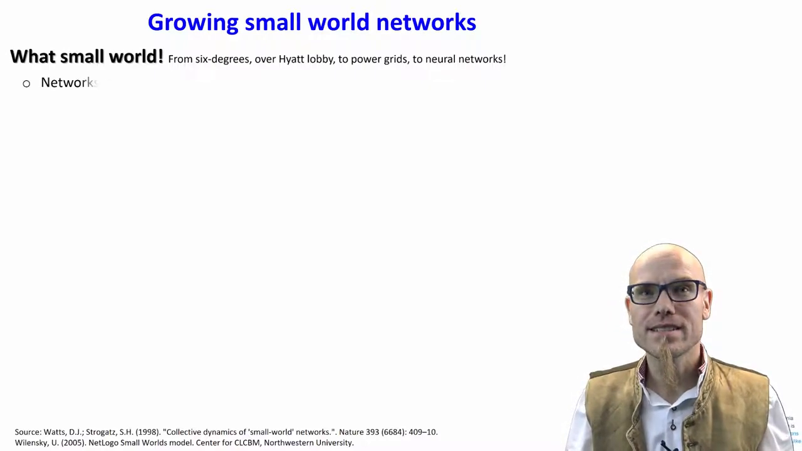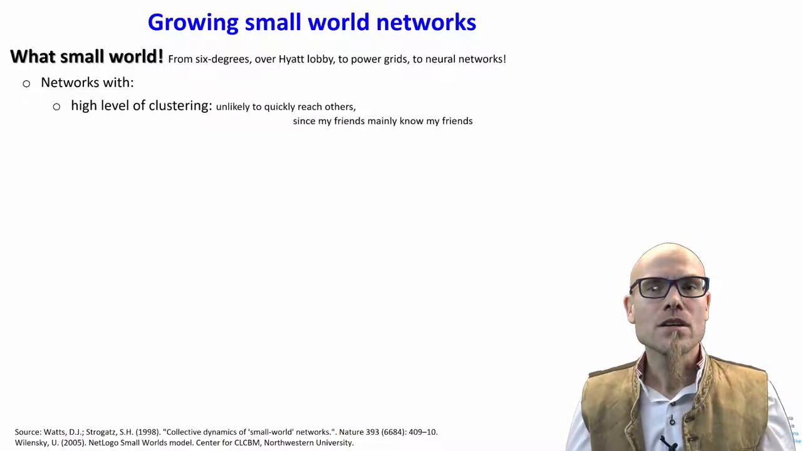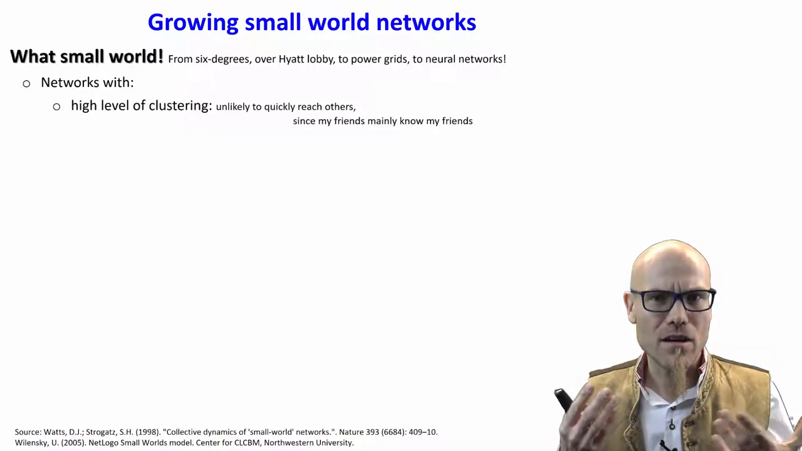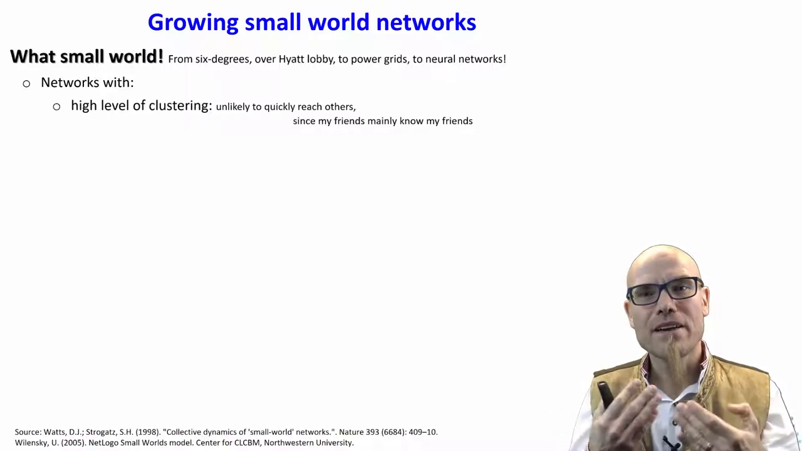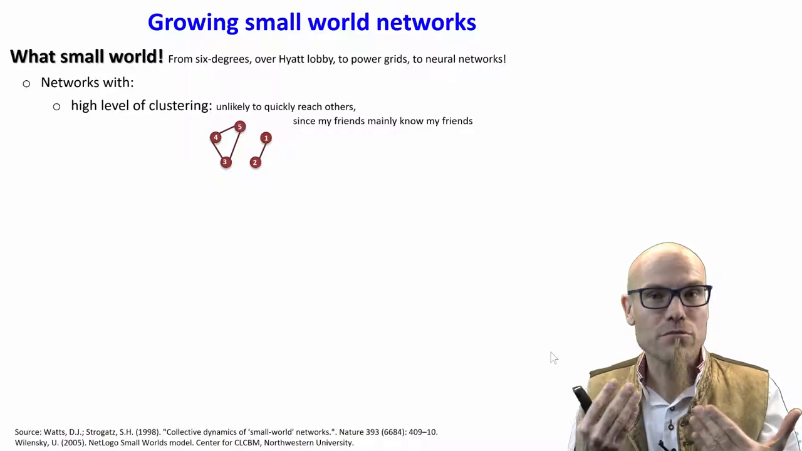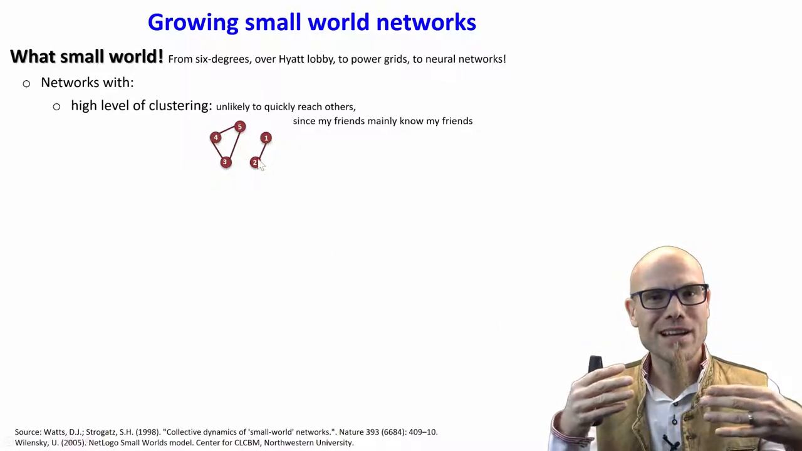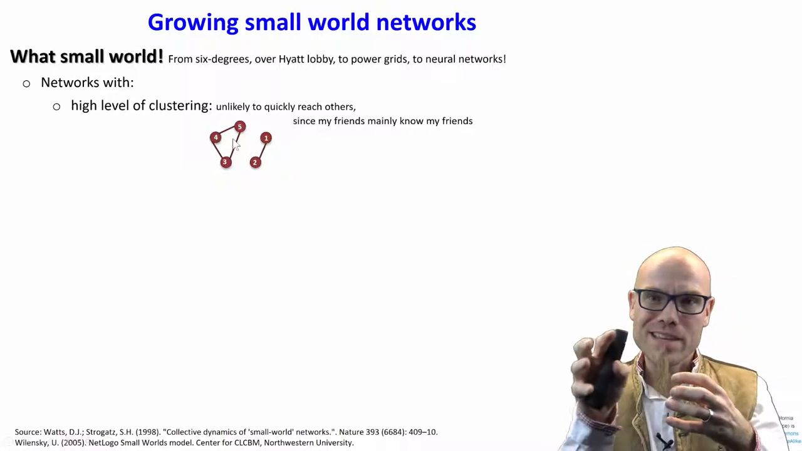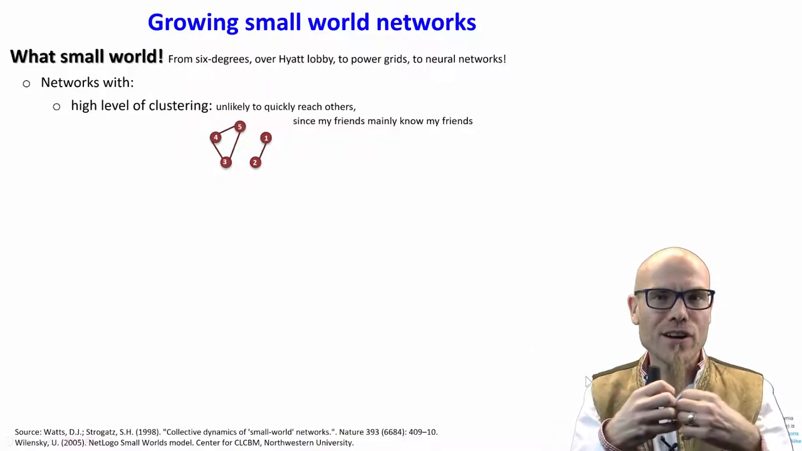The first characteristic is they have a high level of clustering. That's how societies are traditionally structured, right? So we've been in families. My friends mainly know also my friends. My family is with my family, my friends are with my friends. So traditionally, we are in these groupings. Here's a group, and there's a group, here's a family, a group of friends, there's a group. So we have a high level of clustering, actually.